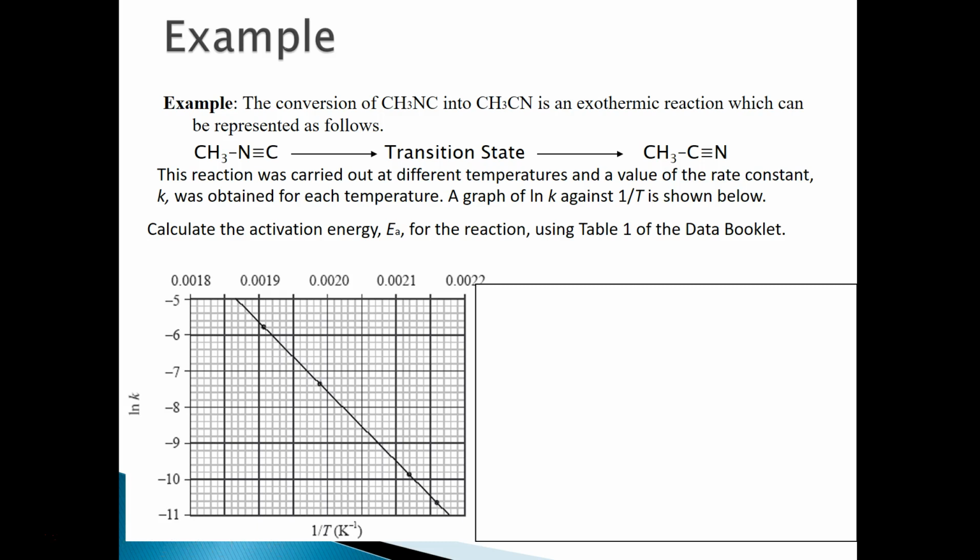It says the conversion of CH3NC into CH3CN is an exothermic reaction, which can be represented by the following equation. The reaction was carried out at different temperatures, and a value of the rate constant K was obtained for each temperature. A graph of natural log of K against 1 over T is shown below. Calculate the activation energy for the reaction using table 1 of the data booklet.